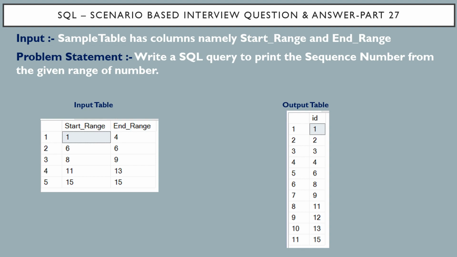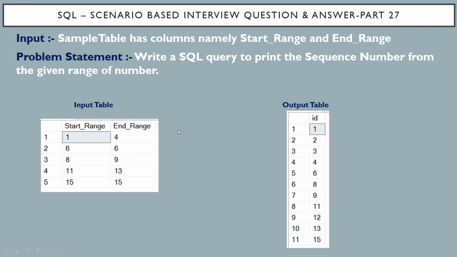In this video, I am going to discuss scenario based interview question and answer part 27. First, the input table. The sample table has columns, namely start range and end range. Now the problem statement. Write a SQL query to print the sequence number from the given range of numbers.